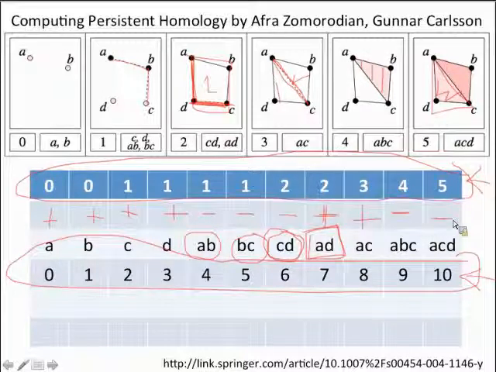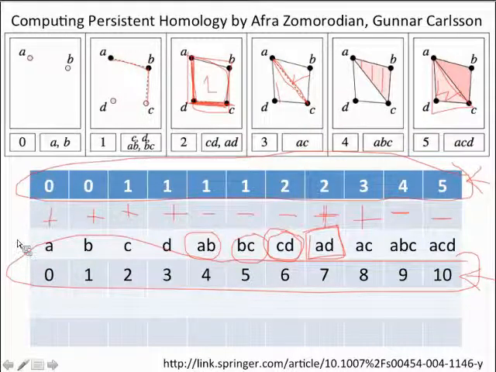To determine which ones are positive or negative, I like matrices, but there's also a number of graph theory algorithms that will determine whether or not you created a cycle. The next thing that we want to do is pair our cycles with the boundaries that are destroying them.